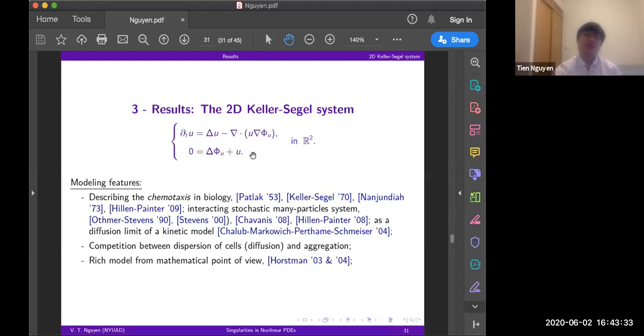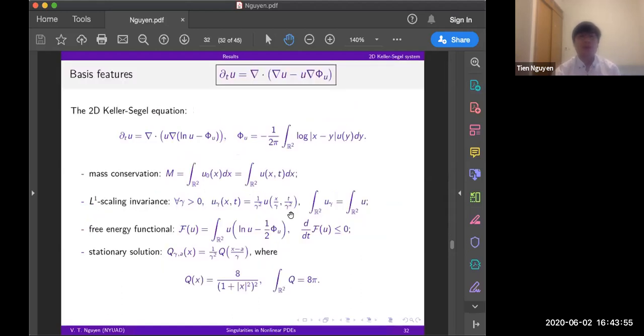And of course, this system is considered a rich model from the mathematical point of view. And you can change the potential field, it's not the Newtonian, but you can replace it by any integrable kernel. And you can change this one, like porous medium type. So there are some basic features for the Keller-Segel equation. The Keller-Segel equation can be written in divergence form. And here phi sub u is a log convolution because we are in dimension two.